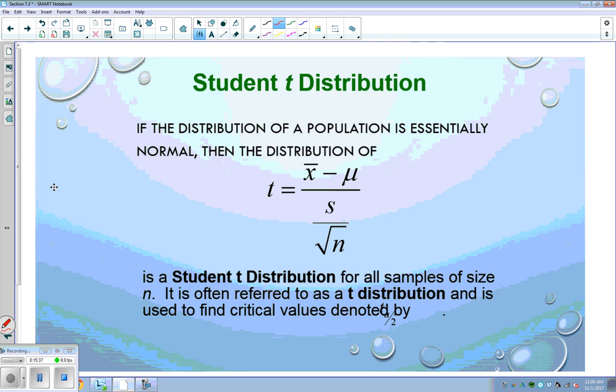Okay, so this is how t is found. And that should look familiar to you: t is x bar minus mu divided by s divided by the square root of n.